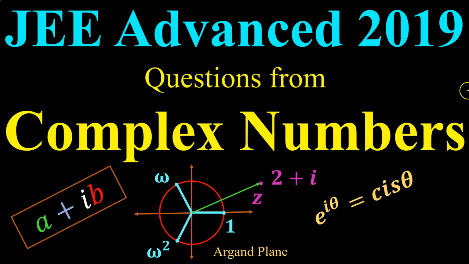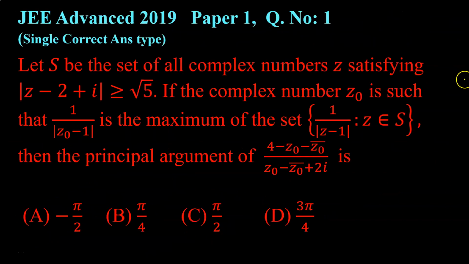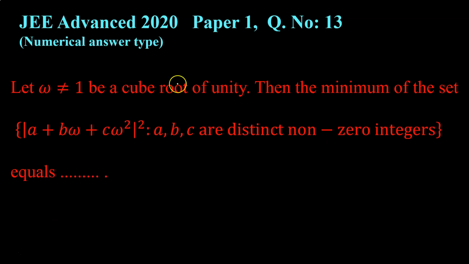Hello students, in this video we are going to see questions asked in JEE Advanced 2019 from the chapter Complex Numbers. They have asked two questions, both from paper 1. One is a single correct answer type question, and the other is a numerical answer type question. If you wish, pause the video and give them a try.